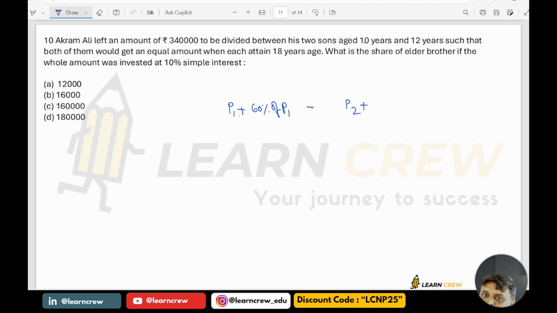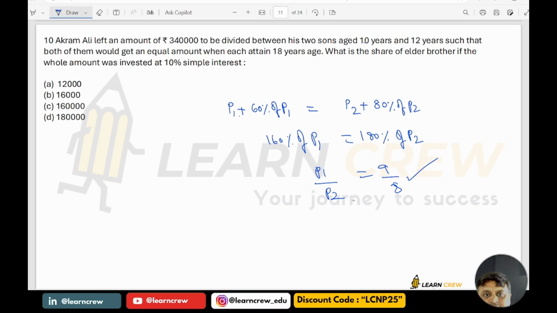And it would be P2 plus 80% of P2 because it is in 8 years. So 160% of P1 is equal to 180% of P2. Thereby the P1 and P2 ratio is 9 by 8. So the person who is elder, for him the deposit amount is P1. For the younger, the deposit amount is P2.